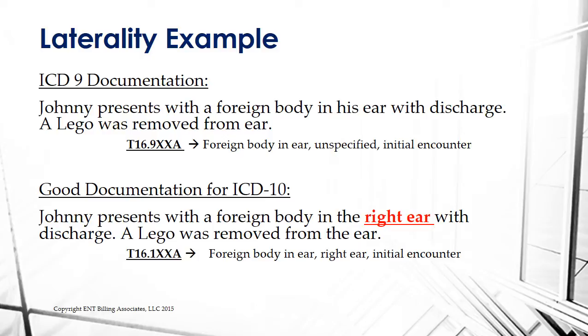So now, what your documentation should really state is that Johnny presents with a foreign body in his right ear with discharge. A Lego was removed from his ear. Because this note addresses the laterality of the foreign body removal, we can use the code with the highest level of specificity.